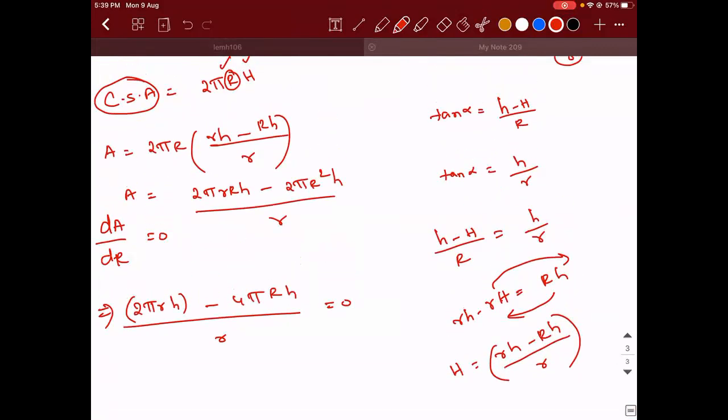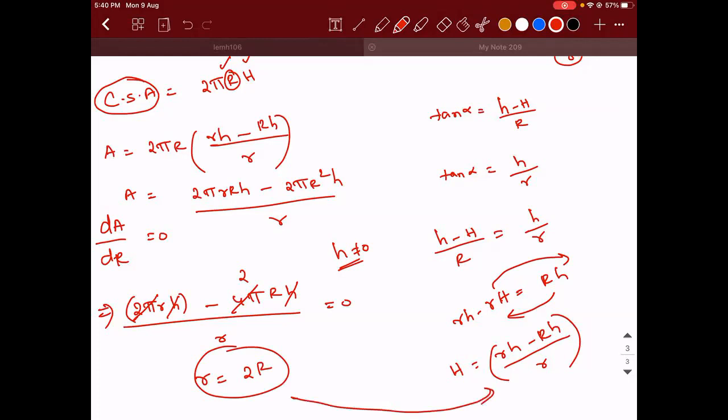If I do this, see, Mithun, observe, I'm cancelling 2 pi, 2 pi. I can take h also to the other side. Why did I take h to the other side? Because I'm damn sure that h is not equal to 0. Okay, sir. So I'm getting small r is equal to 2 times capital R. So when small r is equal to 2 times capital R, take this and substitute it here, you will get the value of h.